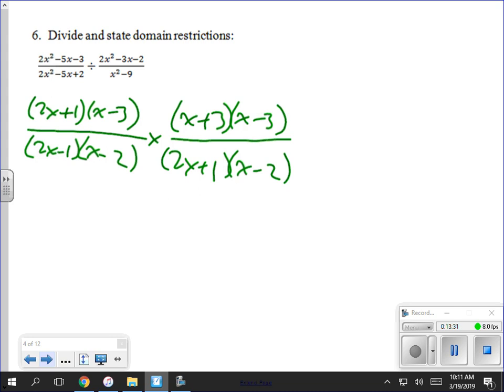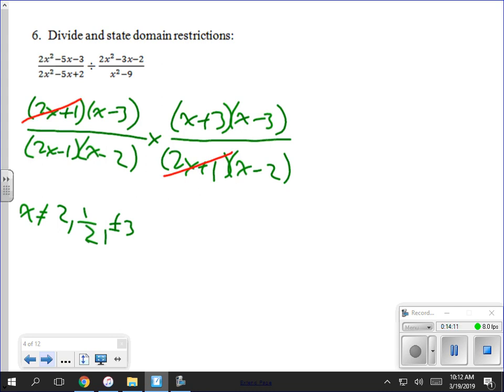Okay, my domain restrictions. From my original one here, x can't be 2, can't be 1/2, 2x minus 1, I can't be 1/2 because of that. I can't be plus or minus 3 because this one, x plus 3, x minus 3, was in my original denominator here. And then I need to check my final answer to see if there's anything in there that is not already covered. To get to that, I cancel.